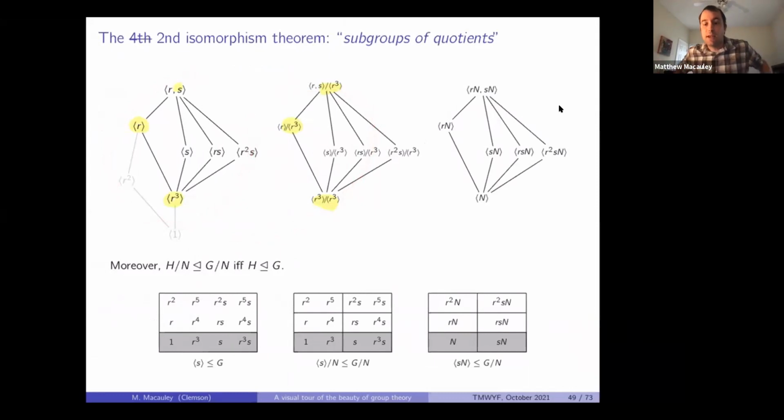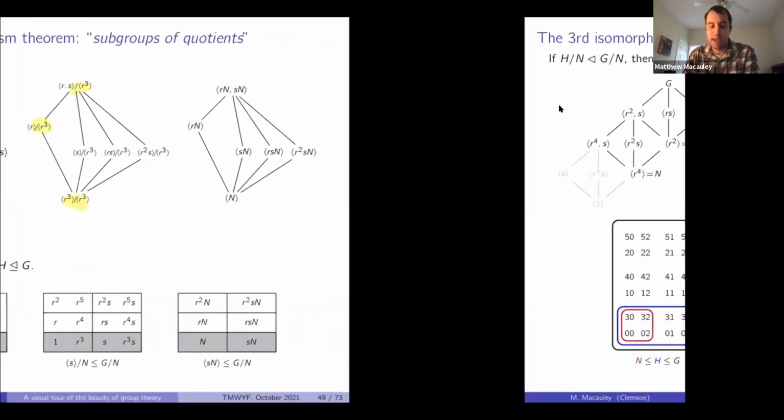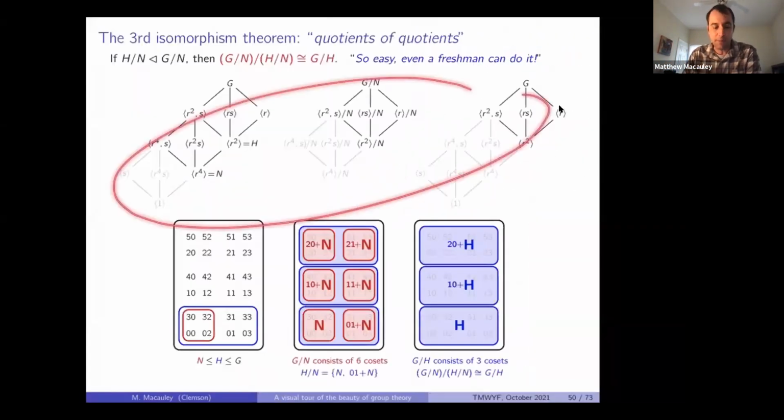So the obvious next thing to ask is, if we know what the subgroups of quotients are, and we know which ones are normal, what do we get if we quotient by them? What's a quotient by a normal? So what's a quotient in a quotient group? And the answer is, here's two ways I like to see it.